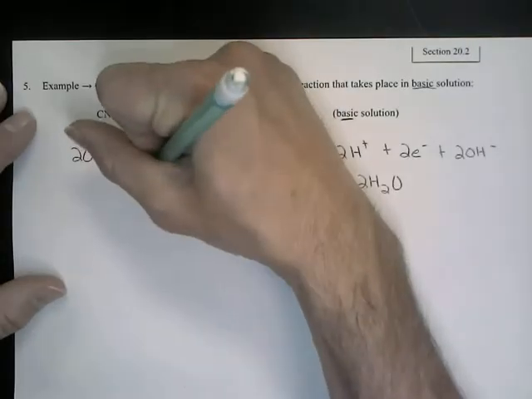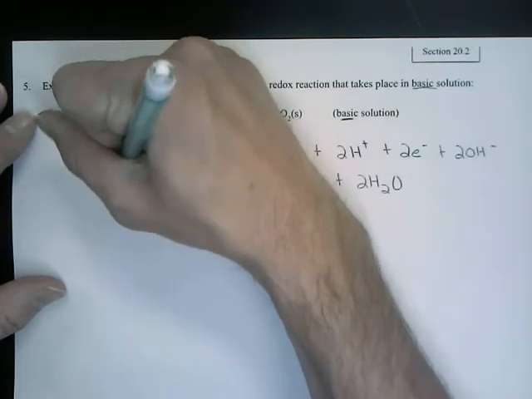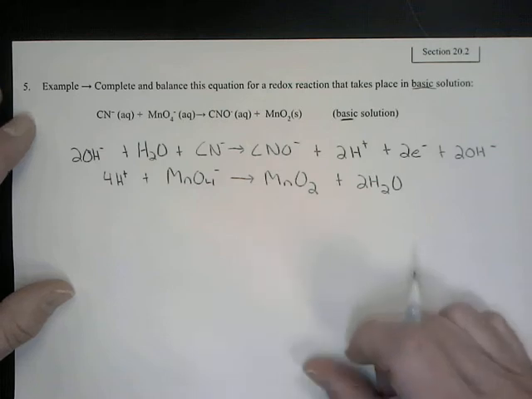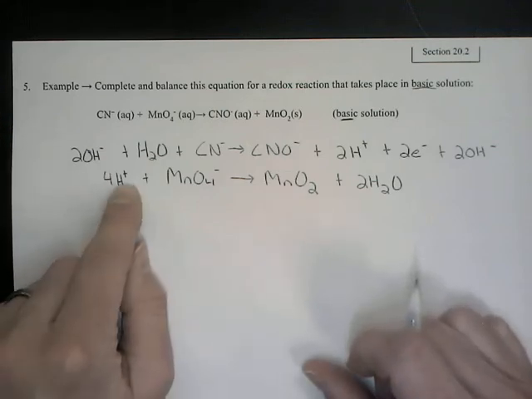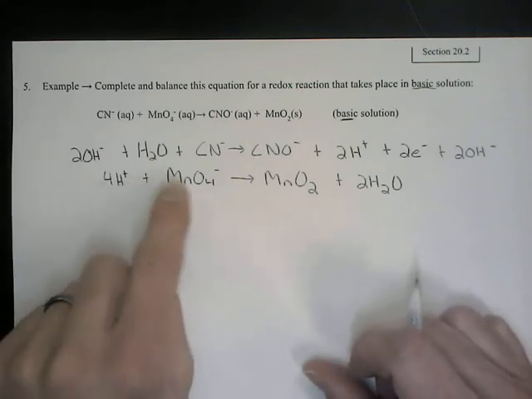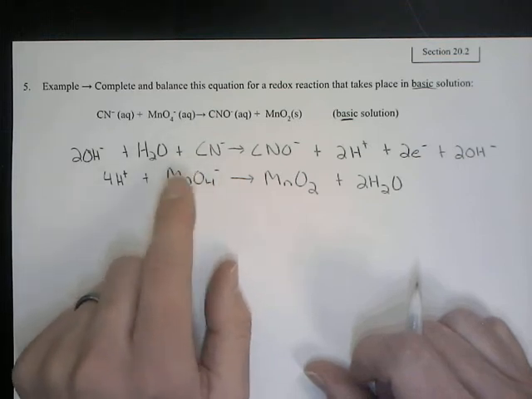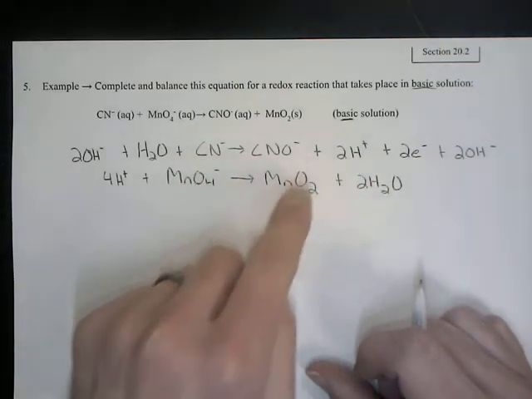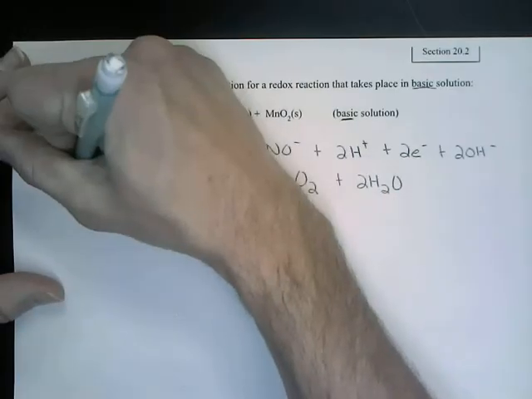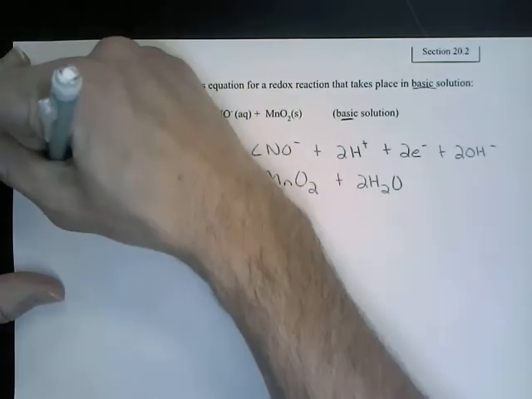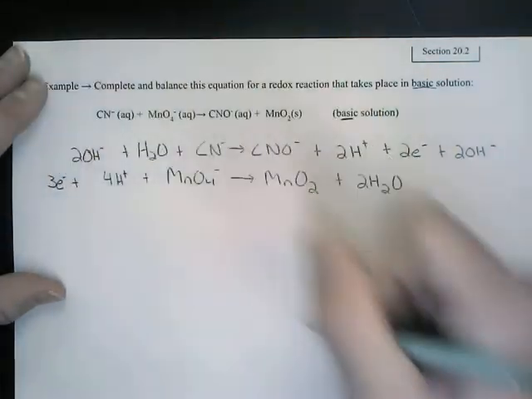We need to add 4 H pluses to our left. Then we turn to our charges. So we have 4 times a positive 1, which is 4, plus a negative 1. That means we have a 3 plus charge. Over here on the right, we have a 0 charge. So we need to add 3 electrons.